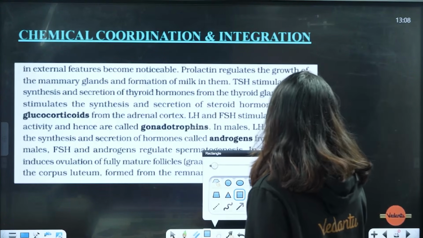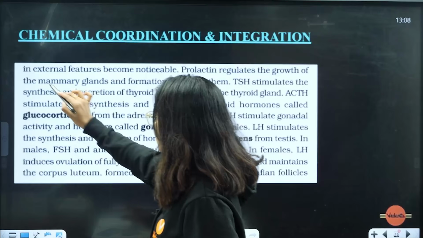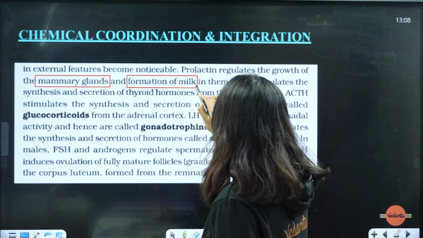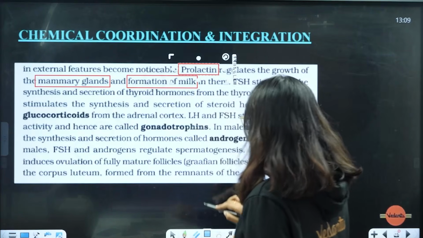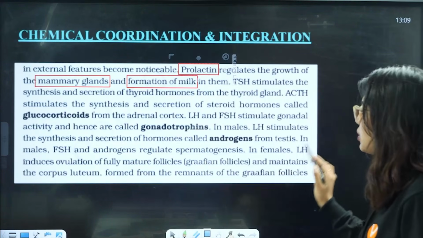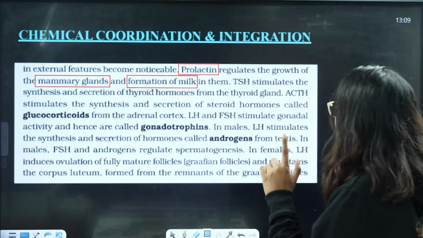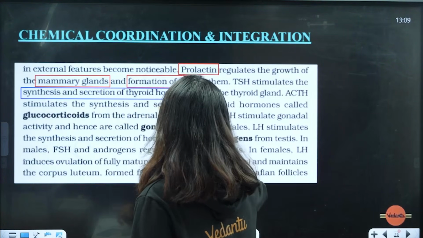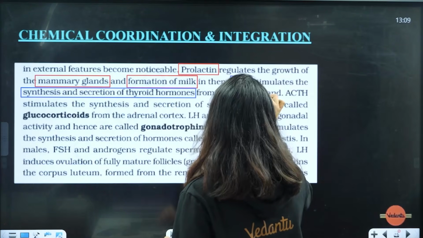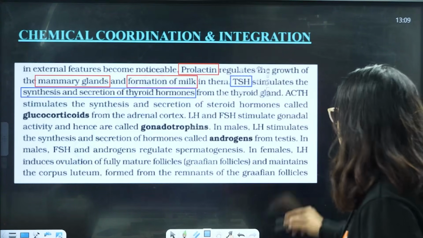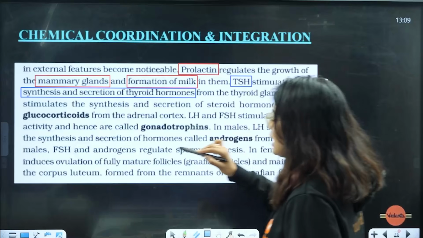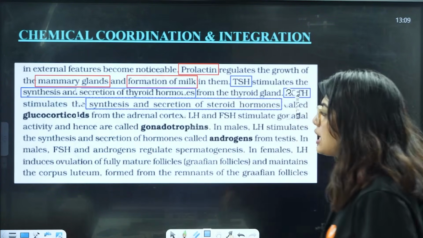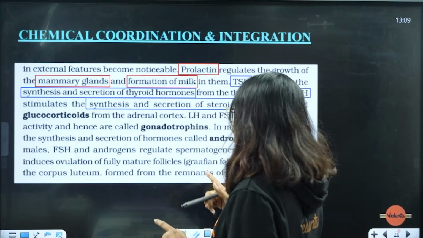Now, students, look here. Prolactin regulates the growth of the mammary glands. We all know this. Yes or no? It also helps in the formation of milk. TSH stimulates the synthesis and secretion of thyroid hormones from the thyroid gland. ACTH stimulates the synthesis and secretion of steroid hormones called glucocorticoids, which are from the adrenal cortex.